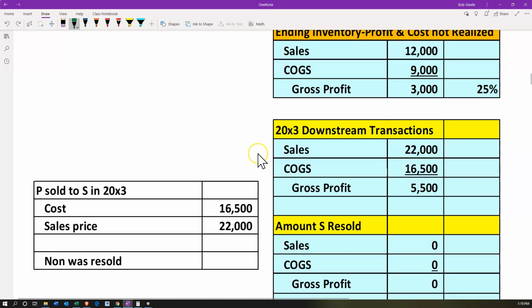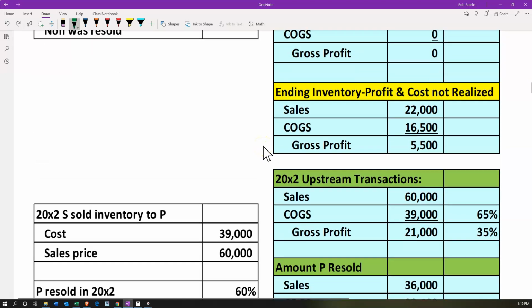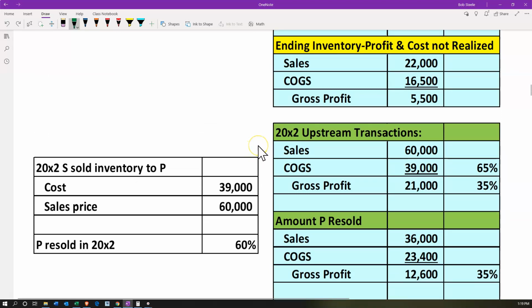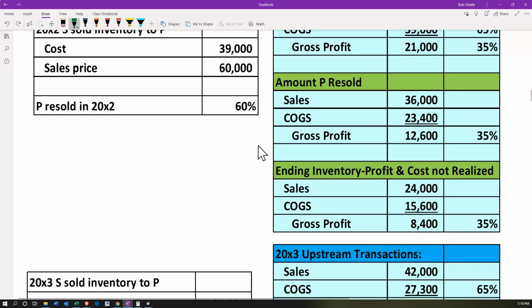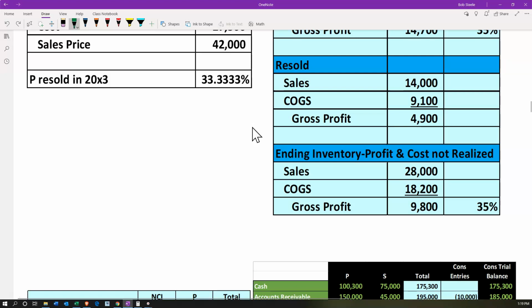Then we'll consider 2000x3 downstream transactions. So these are still downstream, now current year downstream transactions. Those are the three yellow components. Now we're in 2000x2 prior year upstream transactions, three components to that, and those are in green. And then we've got the current year upstream transactions, 2000x3, three components to that.